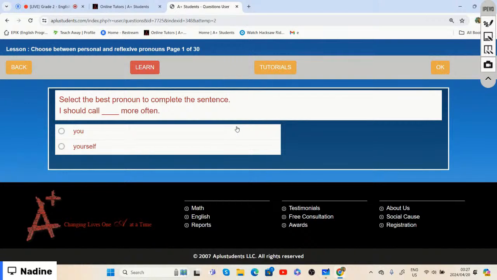All right, so we need to select the base pronoun to complete the sentence. I should call. Do we say I should call you more often, or I should call yourself more often? If you were to call someone else more often, do we say I need to call you more often, or I need to call yourself more often? Which one is the correct one?